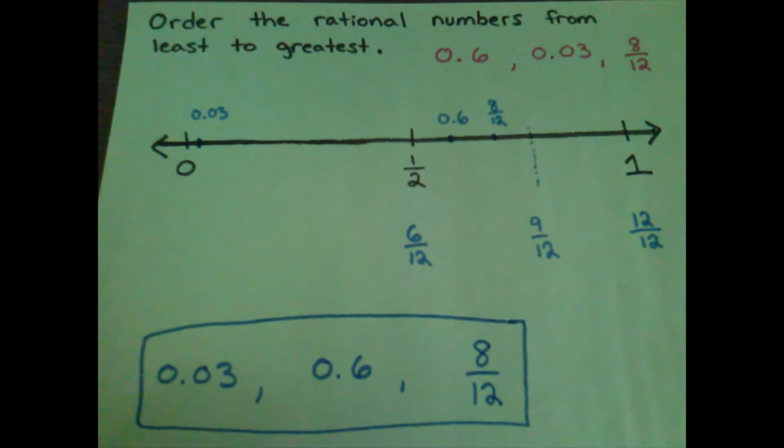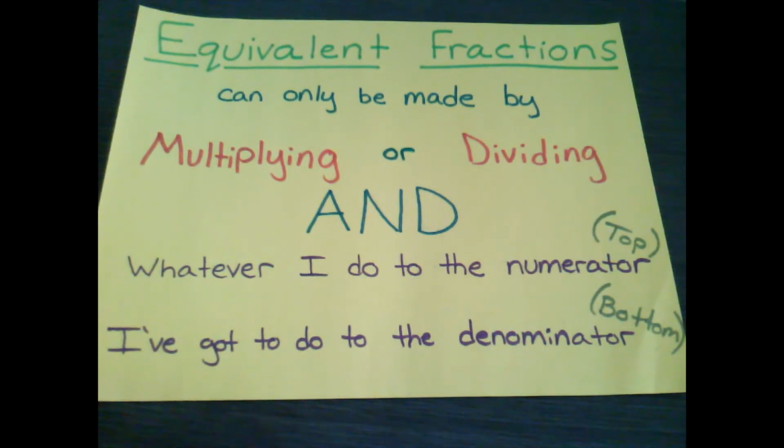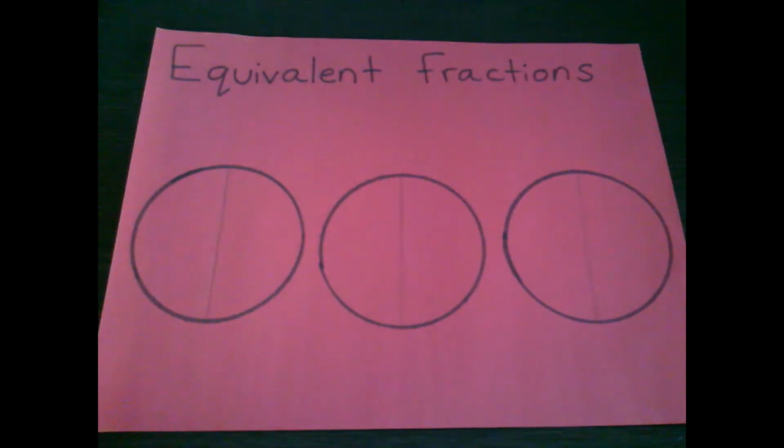Great job, guys. All right, so earlier in this lesson, I mentioned that we were going to go over equivalent fractions. Now the rule for equivalent fractions is that it can only be made by multiplying or dividing, and whatever I do to the numerator, which is the top, I also have to do to the denominator, which is the bottom. So whatever we do to the top, we gotta do to the bottom. What we do to the bottom, we gotta do to the top. Okay, so this is going to be an example of equivalent fractions.